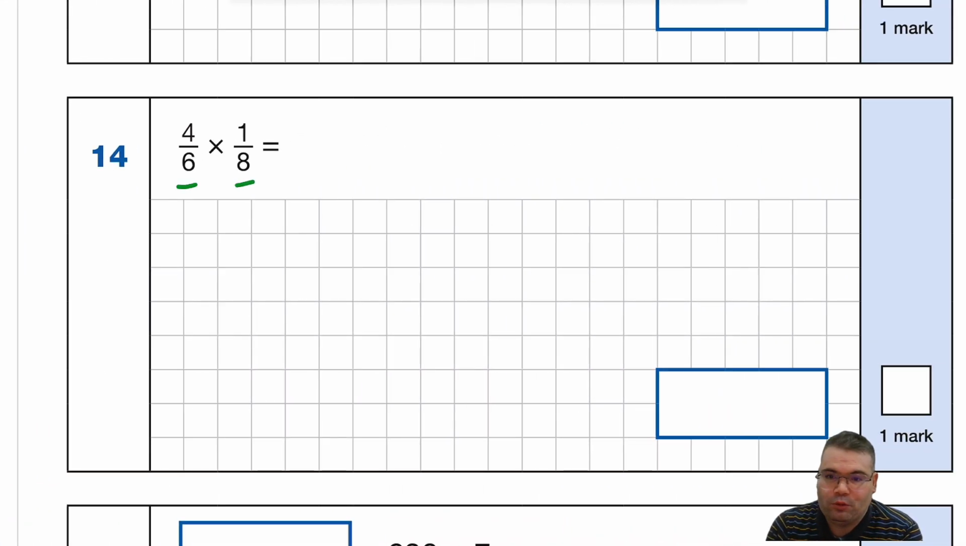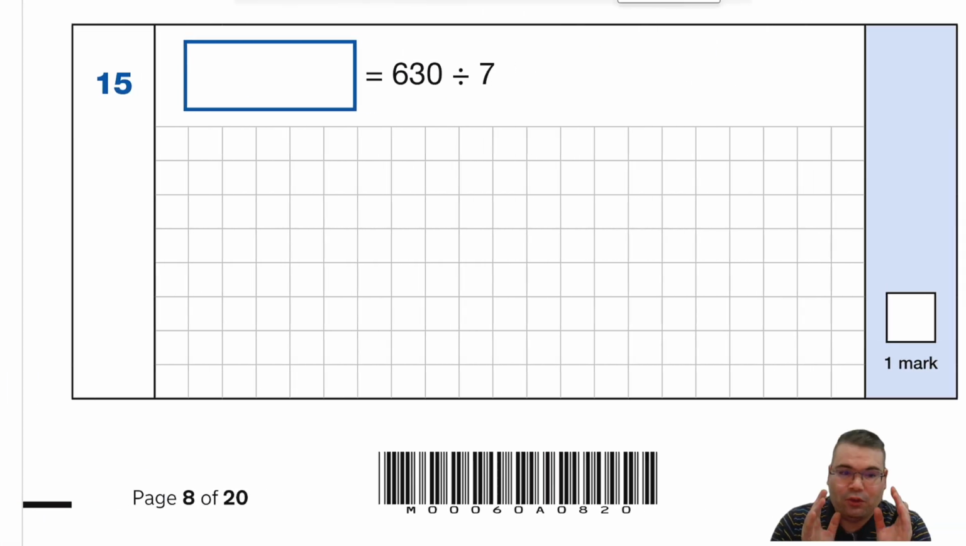4 by 6 times 1 by 8. So here we know that 4 times 1 is 4 and 6 times 8 is 48. Now we know the 4 times table. So this is 1 over 12. So this is the question.